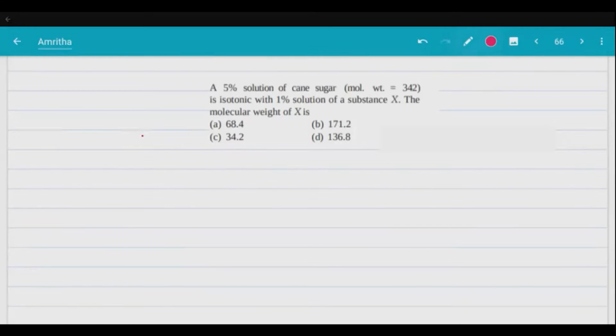So this question is about isotonic. Do you know what isotonic means? Anybody knows what is isotonic? Isotonic means, let me define this. Isotonic means same osmotic pressure.